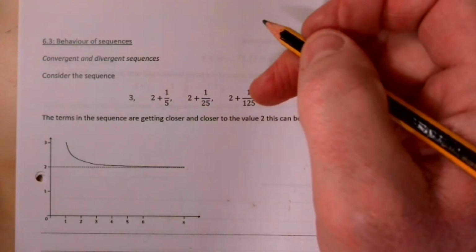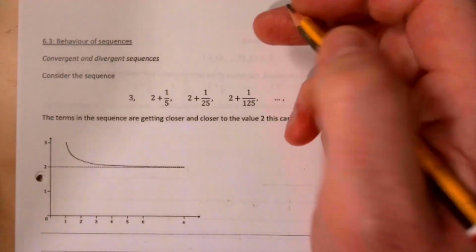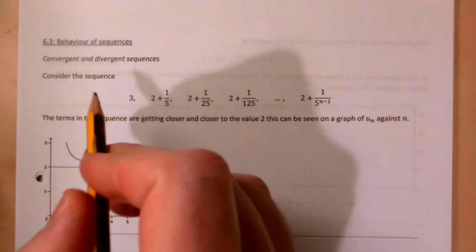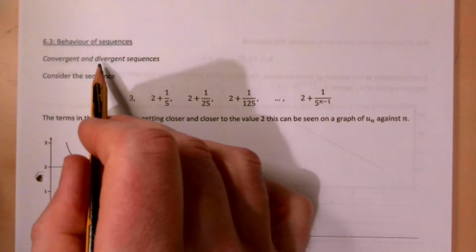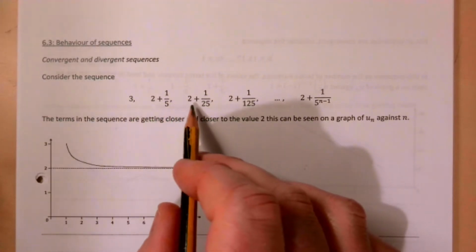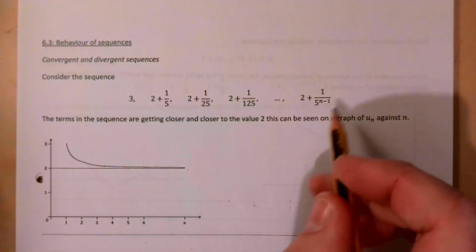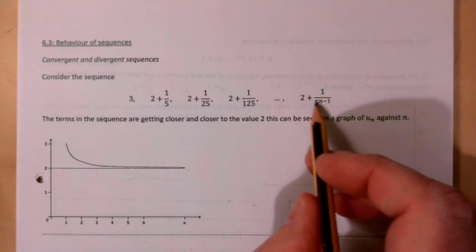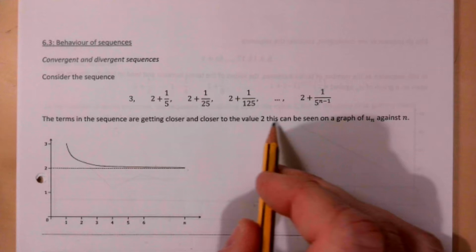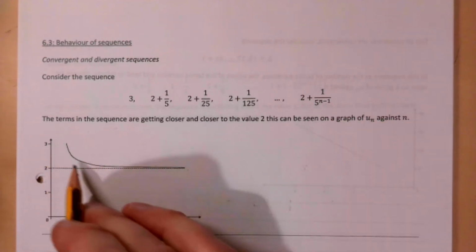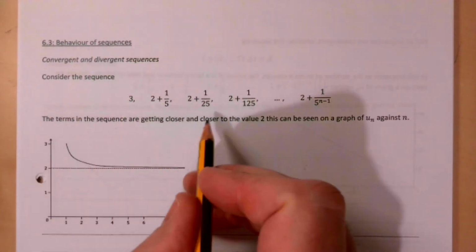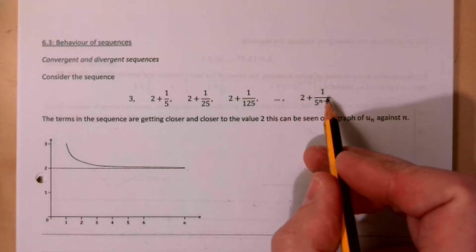Okay, this is A2 Pure Mathematics. We are on Unit 6 sequences, and we're looking just at the behaviour of sequences and the way they would act. Convergent and divergent sequences. Consider the sequence 3, 2 and a fifth, 2 and a 25th, 2 and a 125th, and so on. Our nth term is 2 plus 1 over 5 to the power of n minus 1. Terms of the sequence are getting closer and closer to the value 2, as can be seen in the graph if we plot that. That then converges to the number 2, so that is a convergent sequence.